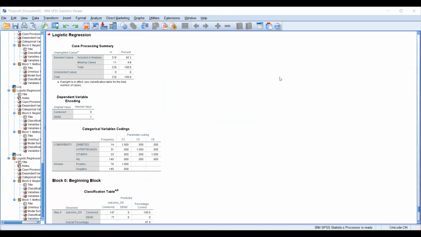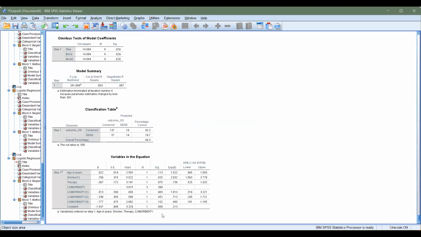Constant term is not very important. You can interpret it, but the constant term interpretation is, if everything is not there in the equation, what will be the null value? So somebody is not a smoker, somebody is not taking any therapy, and somebody is not having any comorbidity, then the constant value is something like this.